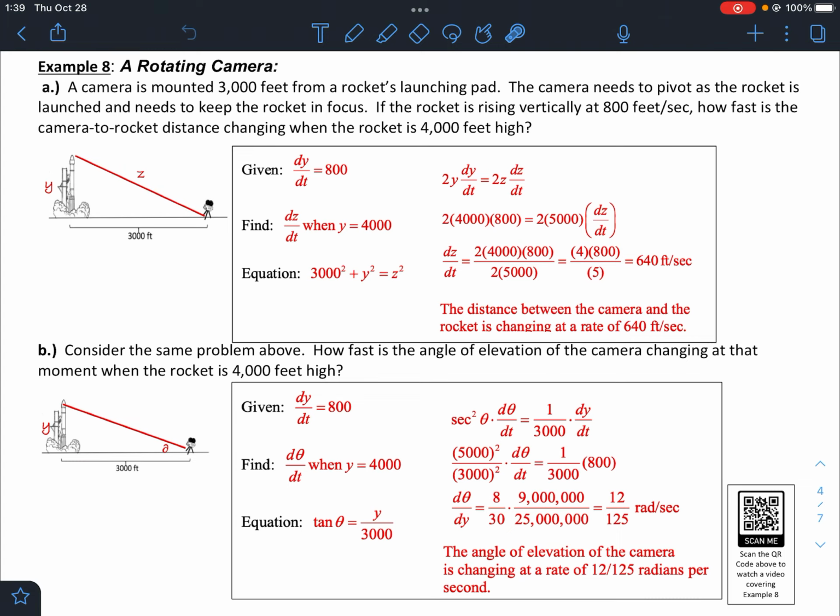And then part B wants to know how fast the angle of elevation is changing. So for that one, we're going to use tangent of theta is equal to opposite over adjacent. Derivative, substitute in everything that we know, and solve. And we get 12 over 125 radians per second. You can pause the video now before trying number 9.